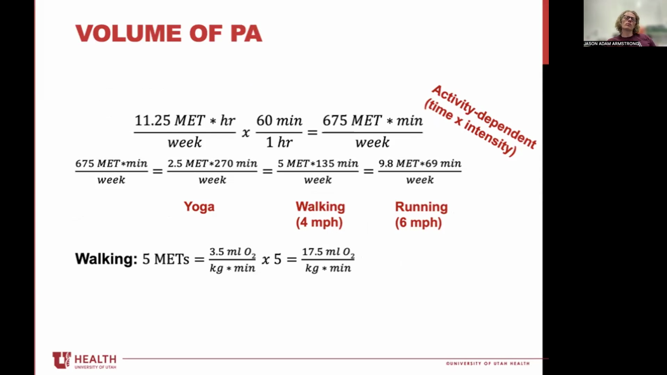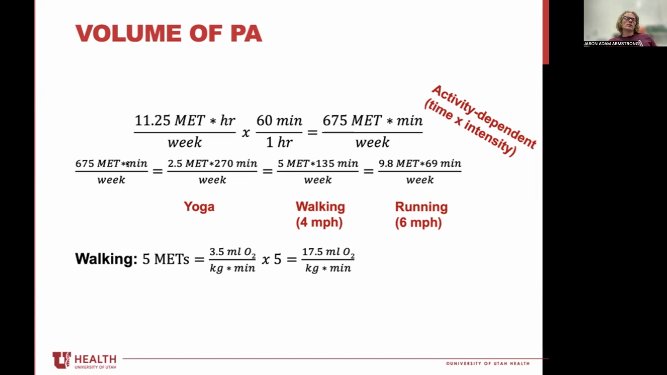So when we're measuring volume of physical activity, it's inextricably tied to time and intensity. So how long I do something and how intensely I do something. A common measurement uses 11.25 Met hours per week. This equates to about 675 Met minutes per week. And ACSM recommends 500 to 1,000. Okay, so I sort of put us right in the middle of what ACSM recommends here in terms of volume. So you'll see this in research papers that you read, Met hours per week. To convert to Met minutes per week, I multiply by 60. So now I've got 675 Met minutes per week.